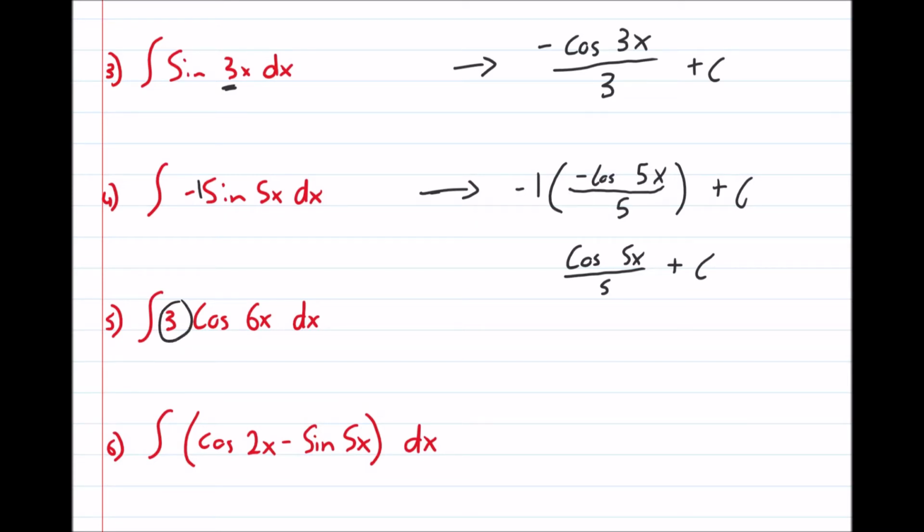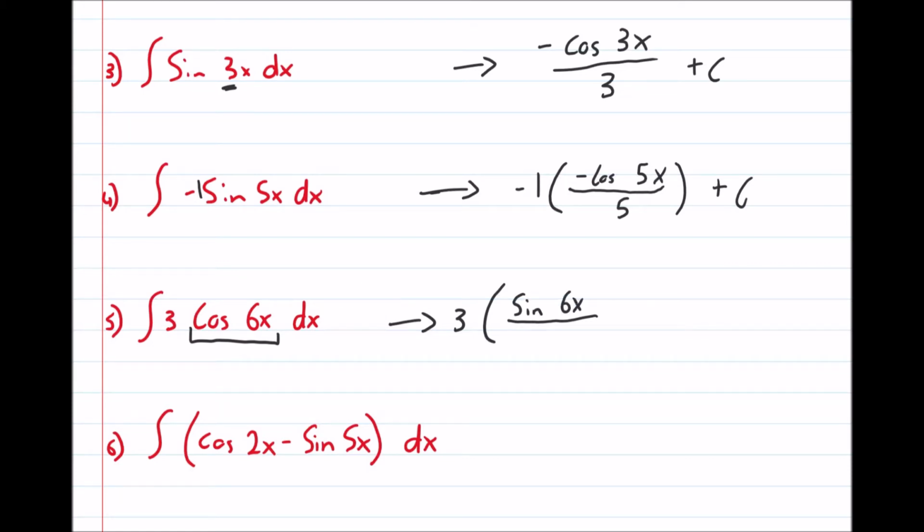The same with question 5. We have a 3 before the cos 6x. So again, get it outside the bracket. So 3, and now we can integrate our cos 6x. So let's give myself a bit of room. Integrate the cos and we will get sine, so it'll be sine 6x over 6 plus c. Just following on from that, we can simplify it a bit more. We have a 3 here. If we multiply it all by 3, then we get sine 6x over 2 plus c.